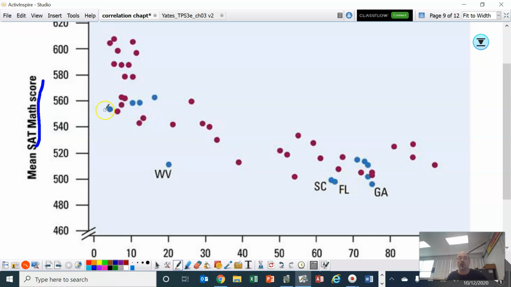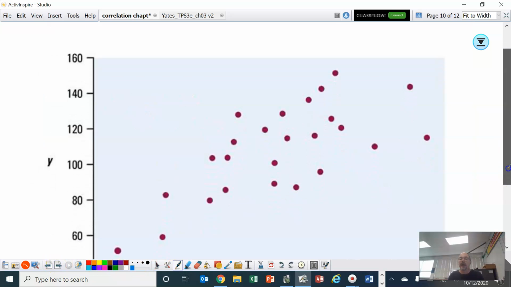Within a scatter plot, you can actually make categories and use different colors or different symbols for different things. Here they used the East region and put those in blue dots so we can see where they are within that scatter plot. Again, this is in your book. Please read that example.